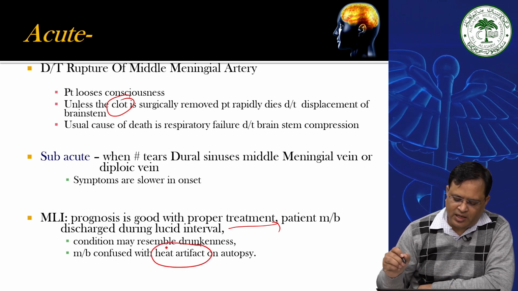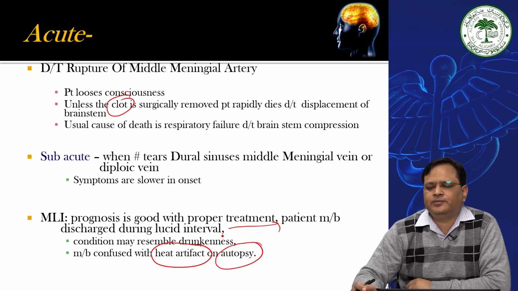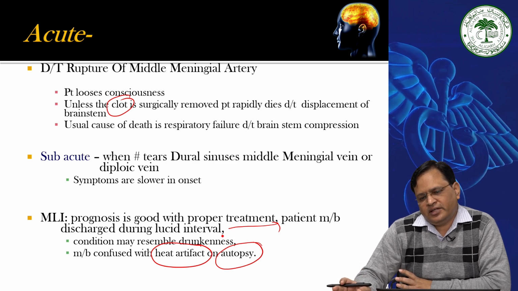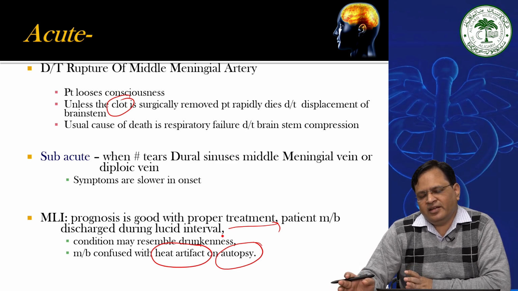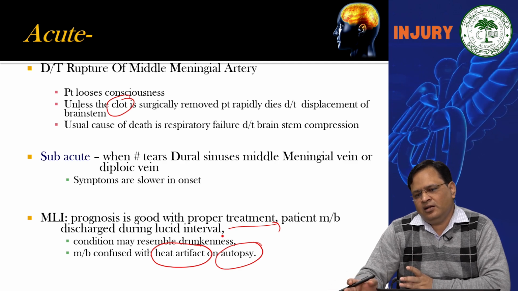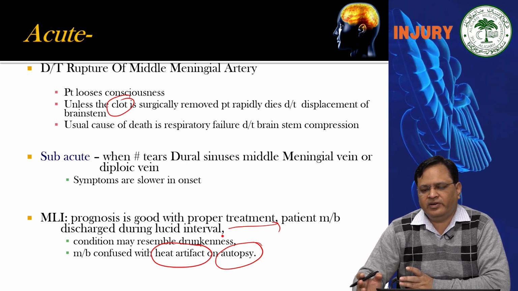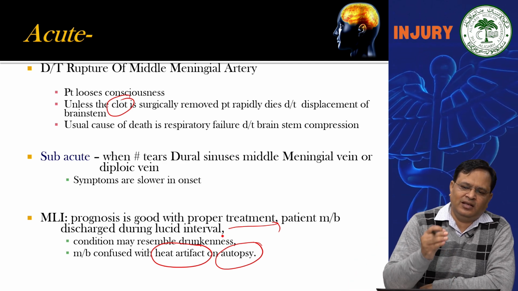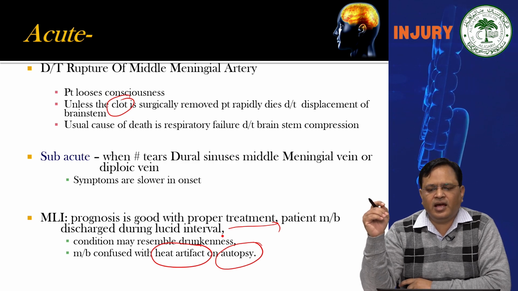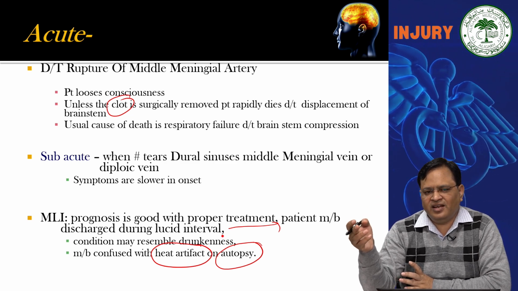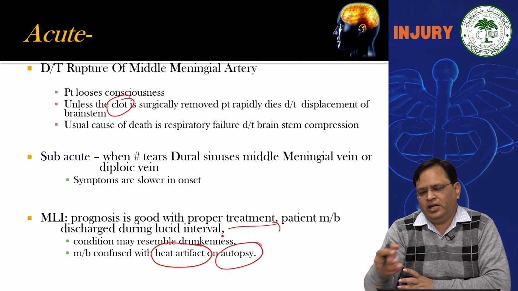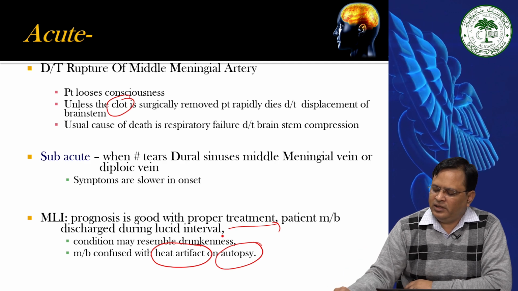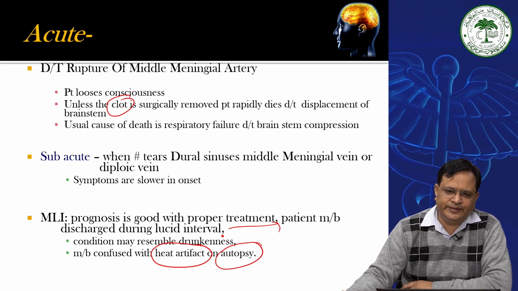Heat artifact at autopsy: heat hematoma means that when extreme heat is applied to the skull, some of the blood or the artifacts collected in the skull bones seep into the extradural space and get hardened there. We can confuse in autopsy whether it is an extradural hematoma or a heat artifact, so we have to analyze, and there is a proper technique for that.